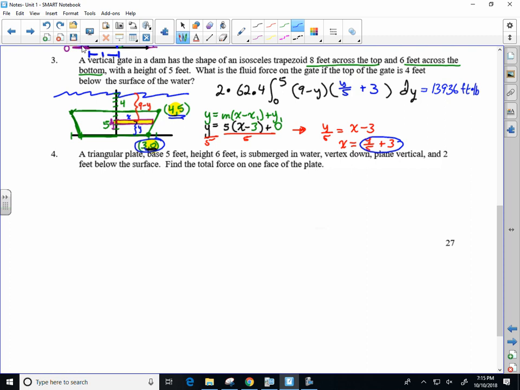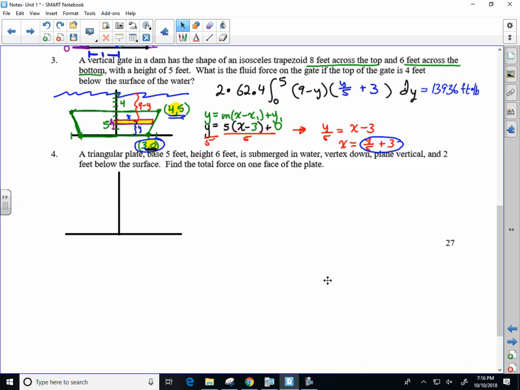All right. So I've learned in the past that the first time I explain that, I don't get too many cheers. So it usually requires me to explain it a second time, so I created a second problem related to it. Triangular plate, 5 feet base, 6 feet height, is submerged in water, vertex down, plane vertical, and 2 feet below the surface. Find total force on one face of the plate.